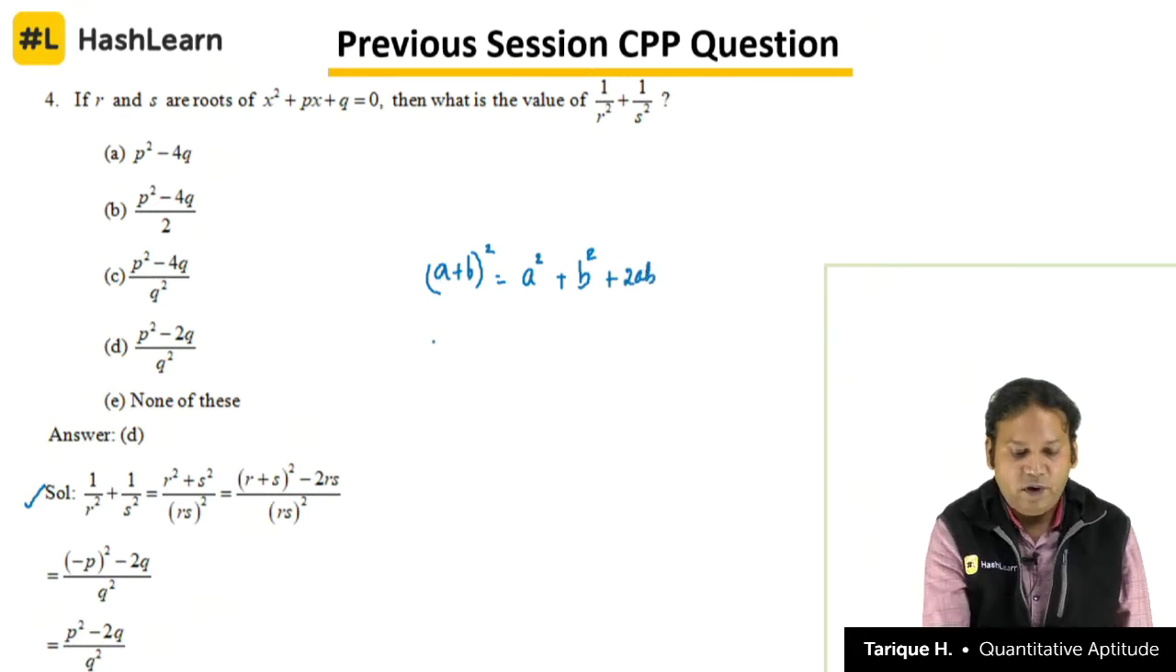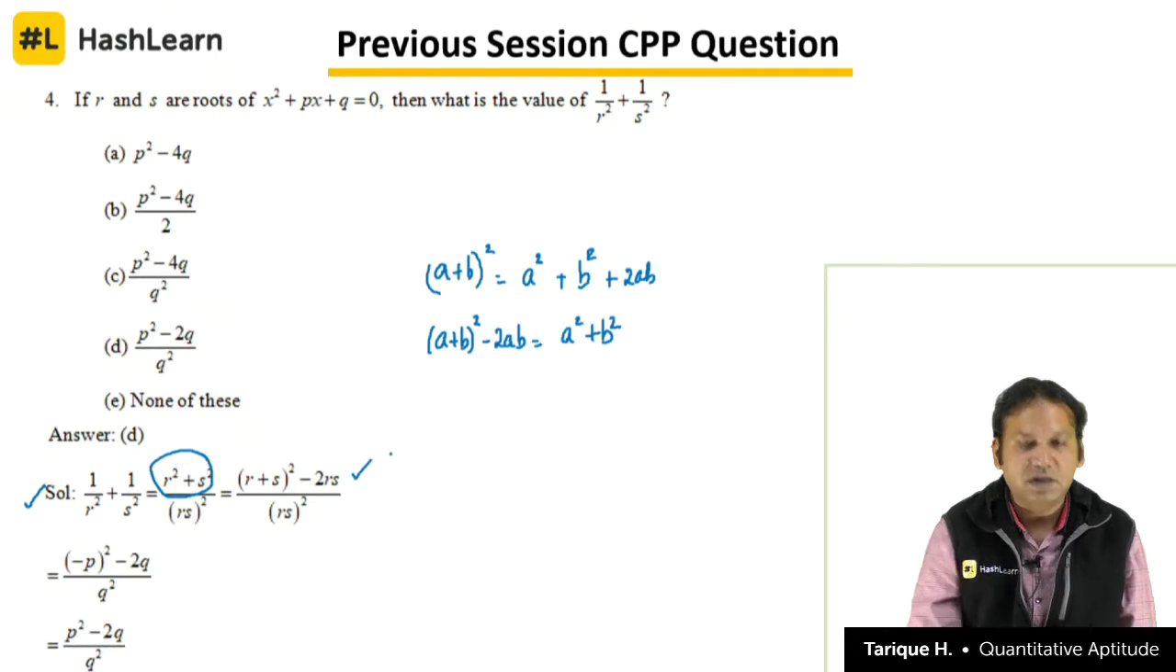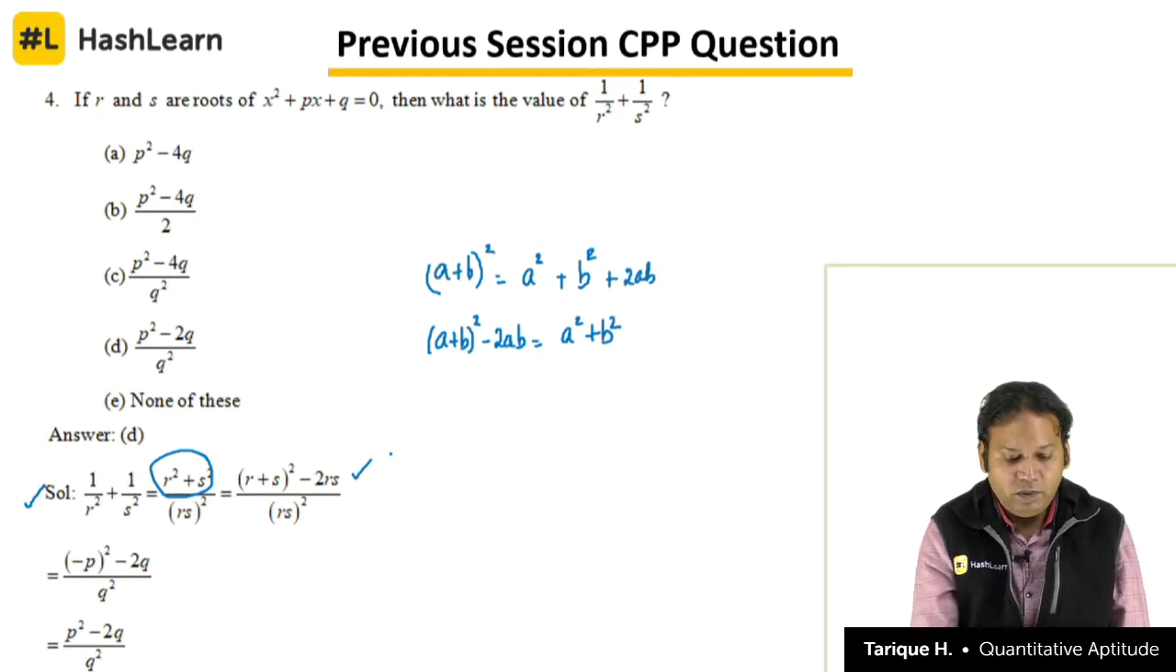Right. So from (a plus b) whole square, if we subtract 2ab, what do we get? We get a square plus b square. That is how we say that r square plus s square is equal to (r plus s) whole square minus 2rs, and the denominator is (rs) whole square. Now what is the reason behind doing this? Why have we done this?